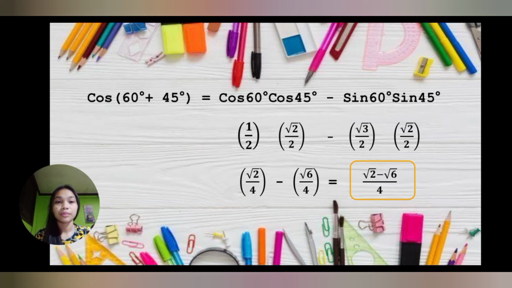So let's multiply. 1 multiplied by square root of 2 is square root of 2, and square root of 3 times square root of 2 is square root of 6, and 2 times 2 we have 4. Also on the other side, 2 times 2 we have 4. So we get an answer of square root of 2 minus square root of 6 over 4, sorry. So this will be our answer for finding cos of 105 degree.